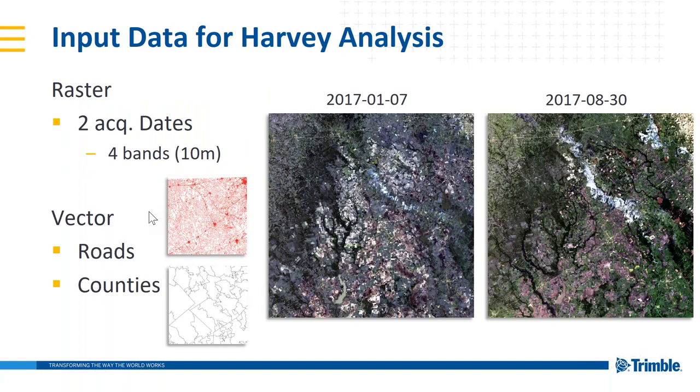Okay, so the input data that we use for our use case: we took 2 acquisition dates with these 4 bands, so blue, green, red, and near infrared, which have 10-meter spatial resolution. And we took one before the flooding and one afterwards, that you see on the right-hand side. Additionally, we added 2 vector layers, one road layer. We couldn't find a good layer for building footprints. That's why we chose to go for the roads. And we took a county layer.